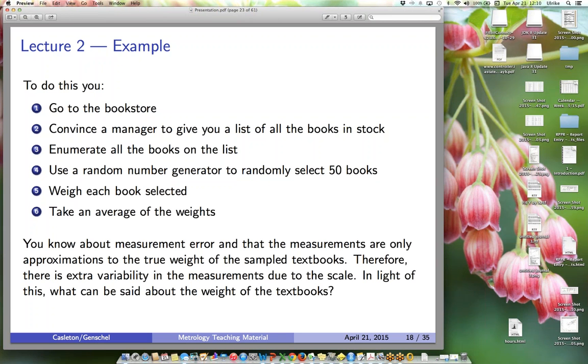Now, based on what students learn already from the first lecture, we know there exists measurement error, and we know that every measurement is only an approximation to the true weight of a sample textbook. But because we have multiple measurements now, we can also address this idea that there is measurement error that's not just coming from the textbook variability or the different textbooks, but also other sources of variability, such as measurement error coming from the scale. In this case, we would call this measurement error due to the device. And so taking into account this additional source of variability, ultimately, what can we say about the true average weight of the textbooks?